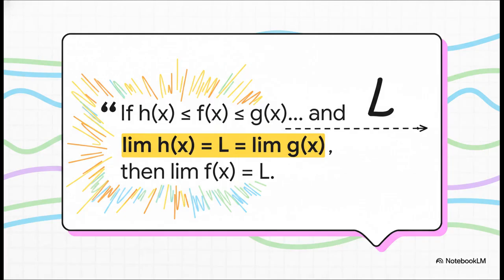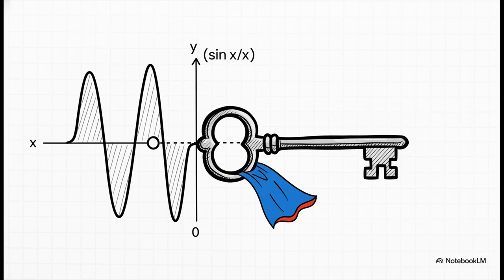And this right here is just the fancy math way of saying exactly what we just saw in that picture. It says if your function is squished between two other functions, and those two outer functions are both heading towards the same limit, L, then your function in the middle must also be heading to L. Simple as that. So why is this so important? Well, it's the key that unlocks some really fundamental limits in calculus that algebra just can't touch. The most famous one is proving that the limit of sine of x divided by x as x gets closer and closer to 0 is exactly 1. The squeeze theorem is pretty much the hero of that story.